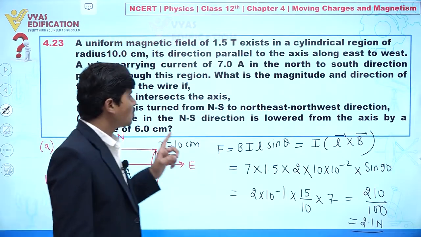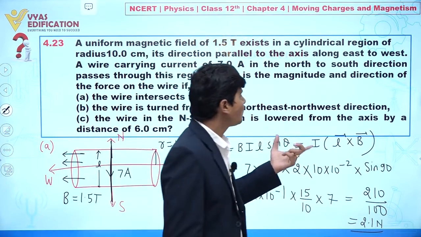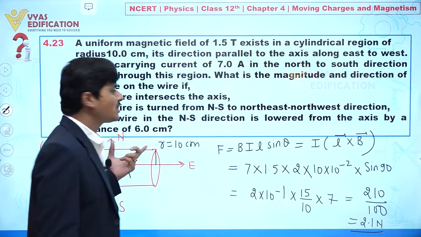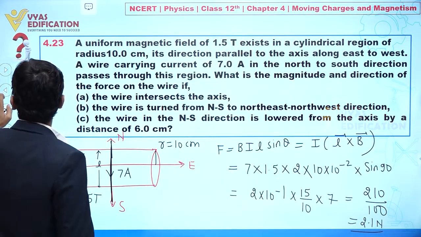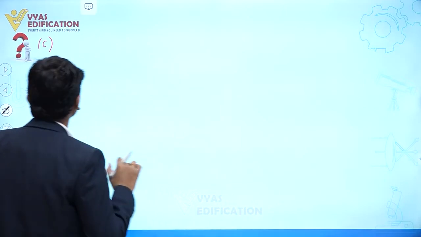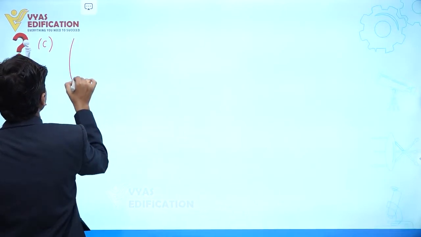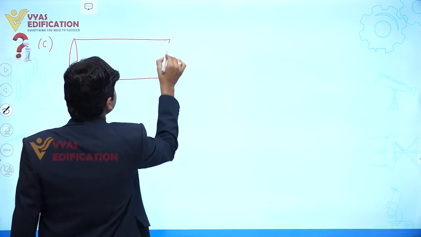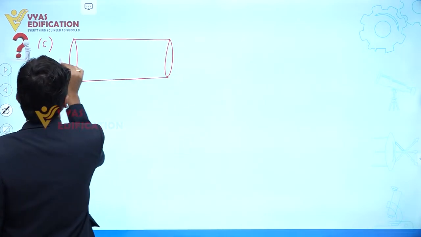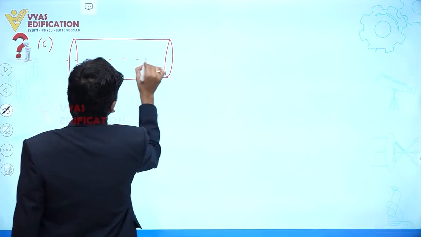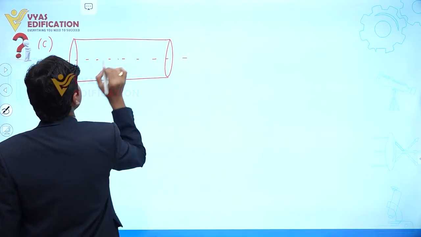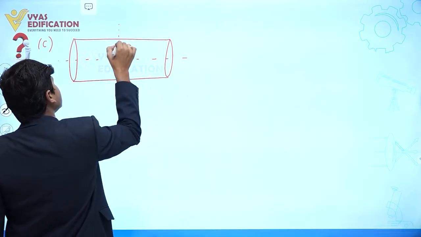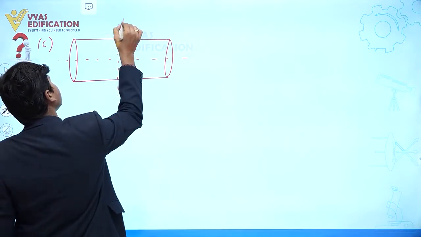The wire in north-south direction is lowered from the axis by a distance of 6 cm. Clear? Now listen carefully. Actually, this part will be a little bit confusing for a student, but this is a very simple part. Let's suppose we have this cylindrical region, and this is the center. This is the north and south direction. This is clear to us.